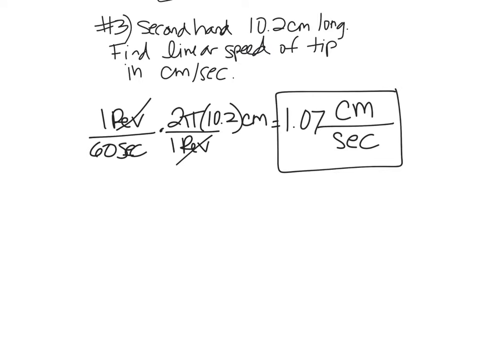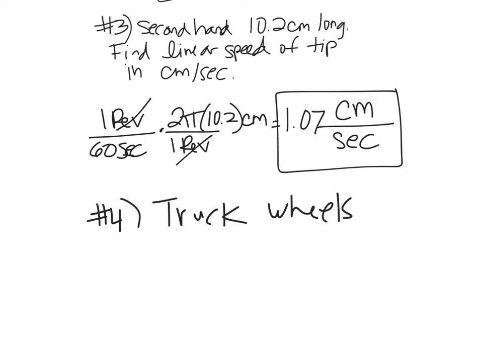All right, number 4. Okay, it says that a certain truck has wheels that are 36-inch diameter.